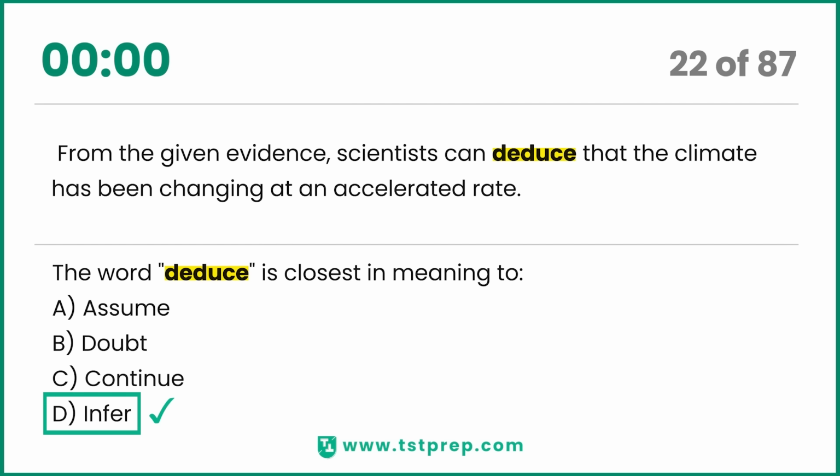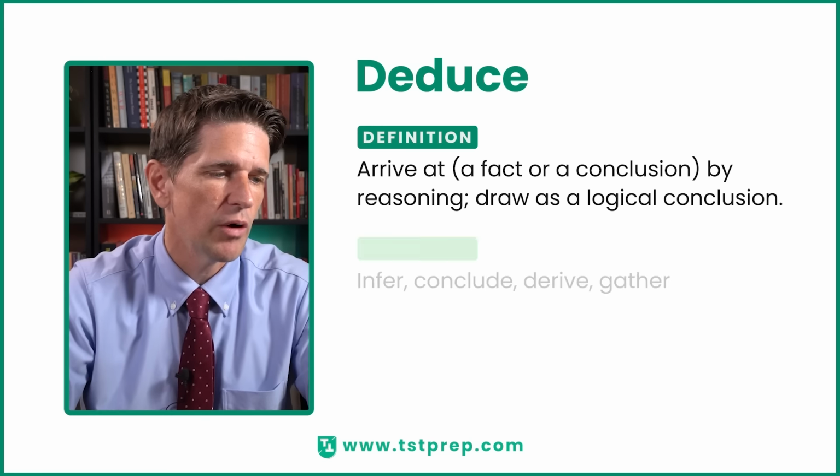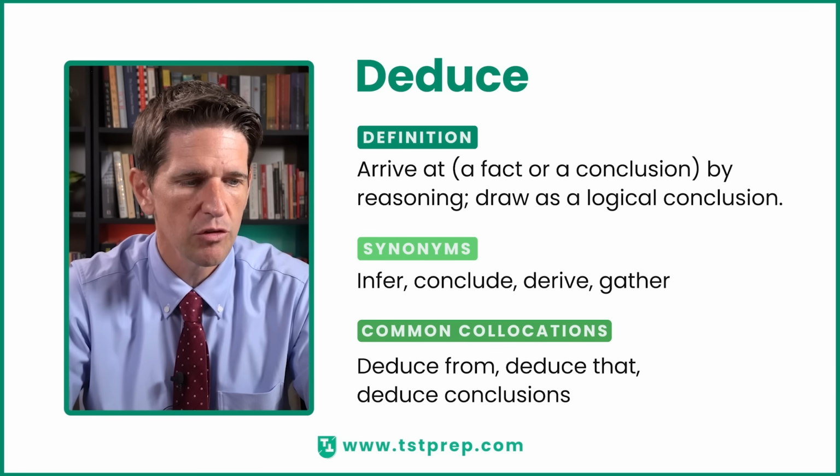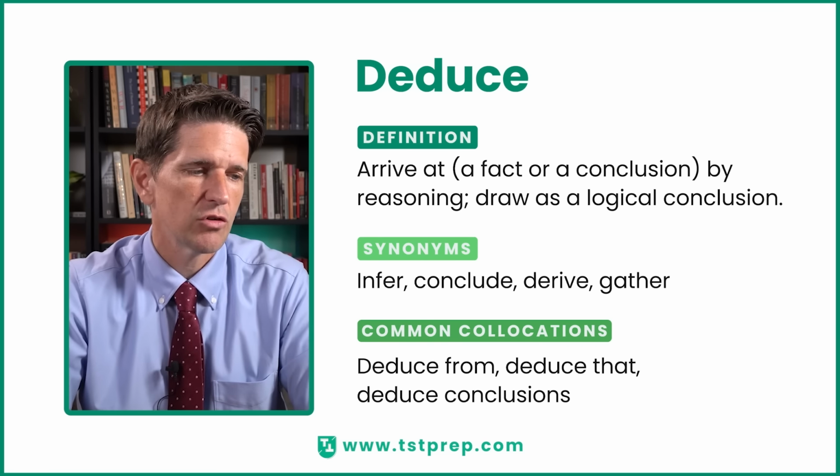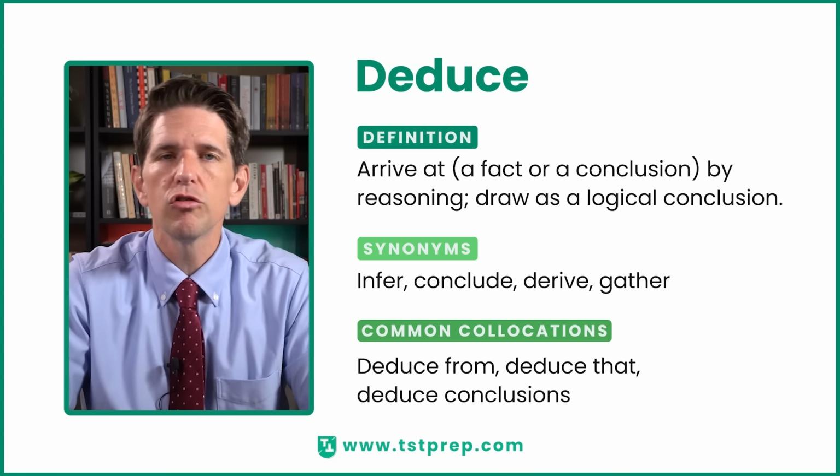Here, the correct answer is D, infer. So if you deduce, you arrive at a fact or a conclusion by reasoning. You draw a logical conclusion. Deduce is really good for academic English because you have to deduce a lot of things in academia. So not only do you have to basically make a logical conclusion based on experiments, you also have to do that when you're studying history.